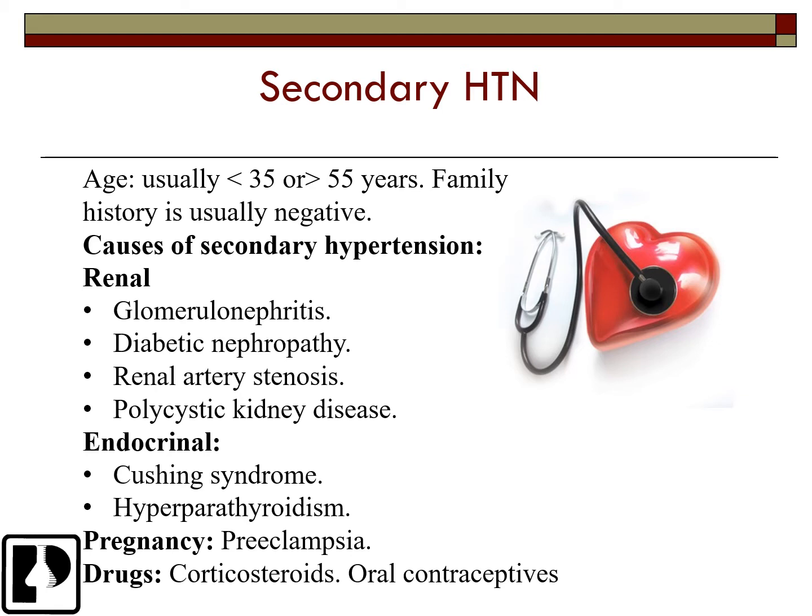Renal causes, for example, glomerulonephritis. This is the inflammation of the glomeruli, the functional unit of the kidney. Diabetic nephropathy, a kidney disease in the diabetic patient. Renal artery stenosis. You know that the renal artery is the artery which supplies the kidney with blood. When there is a stenosis, the kidney will feel that the blood pressure is low and start to secrete renin, so it will elevate the blood pressure.